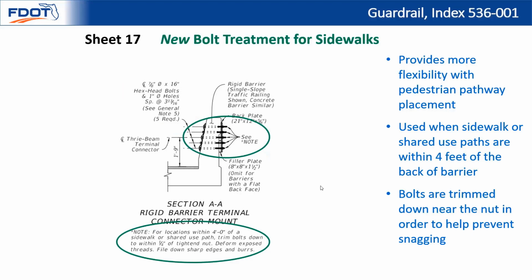Zooming in on the detail, the idea is that the bolts here would be trimmed down to about the level of the nut. That would help prevent snagging of bicyclists and pedestrians. The basic concept is explained in the note below the detail down here. So when developing your plan view and placing sidewalk or shared use path, you now have the option to place it closer to this connection as shown.